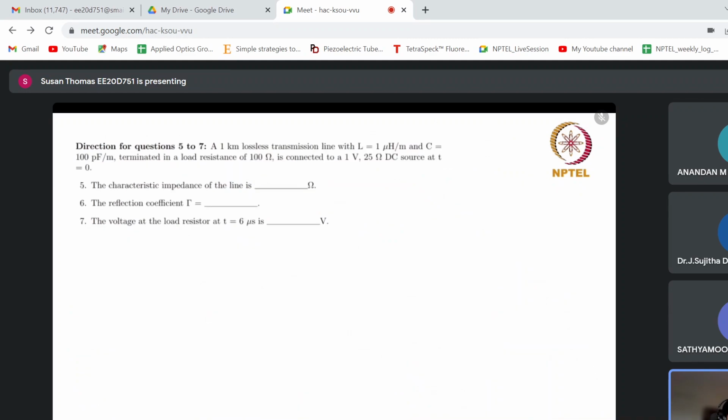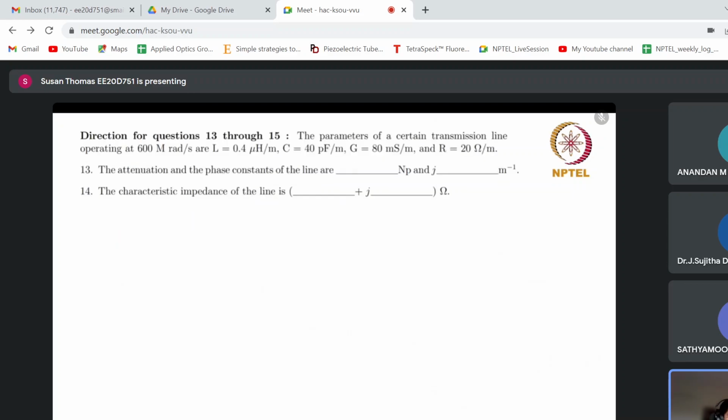Let's move on to another question. This will be a nice practice question. The parameters of a certain transmission line are given, operating at 600 mega radian per second. If you notice, the frequency is given in terms of radian per second. The inductance is 0.4 microhenry per meter. Capacitance is 40 picofarad per meter.